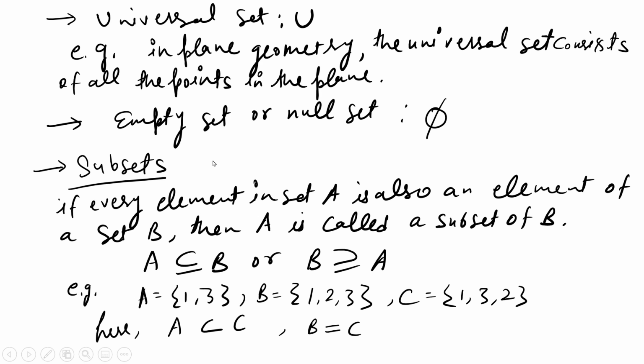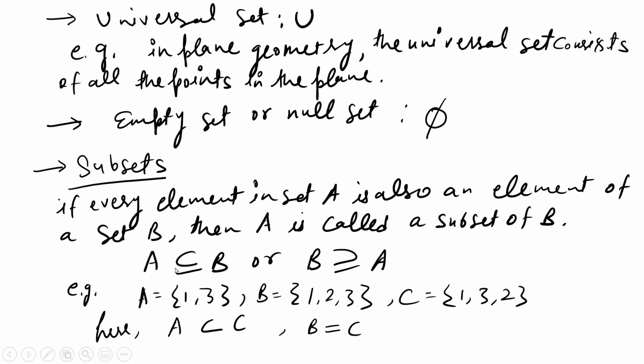We also have subsets. According to the definition, if every element in set A is also an element of set B, then A is called a subset of B. We represent it like this: A is a subset of B, or we can also write it like this.